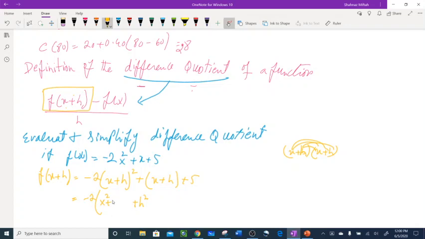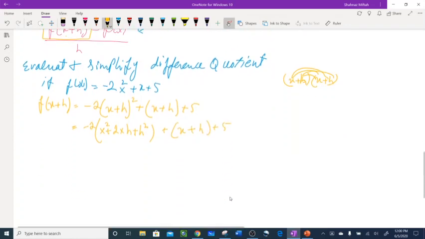Okay, so what do we do in the middle? 2 times this times this. 2 times x times h, so it's going to give me 2xh, and that's the easy way to do that. Plus x plus h plus 5. Okay, now let's solve this further. Distribute that negative 2, so I'm going to get negative 2x squared. Negative 2 times 2 is negative 4xh, and negative 2h squared.